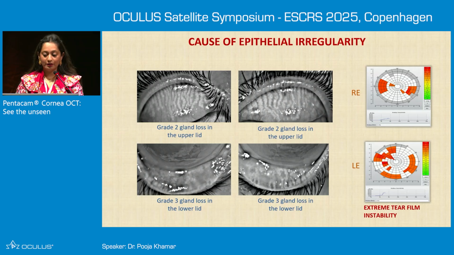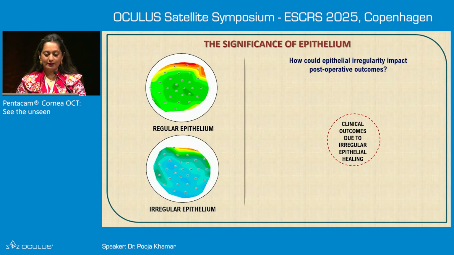And if you look at the non-invasive breakup time, you can see that the tear film is also unhealthy. And this could have impacted the health of the epithelium. So what you were seeing on topography needs to be looked at in much more detail, and you should solve the puzzle before labeling the patient as keratoconus.